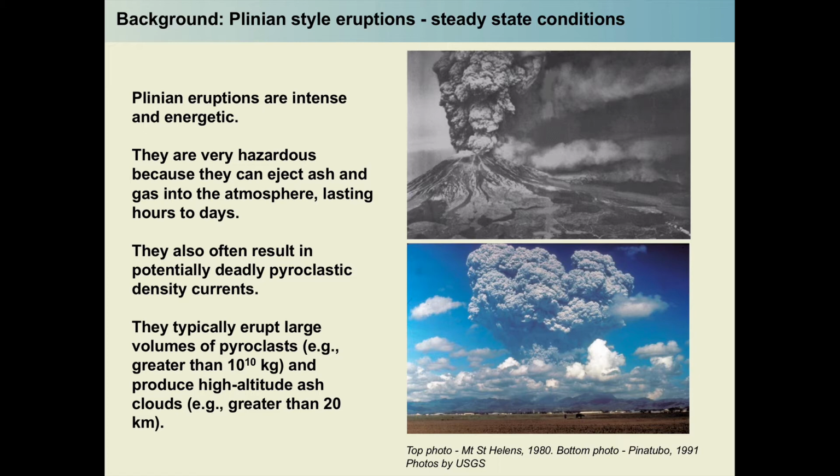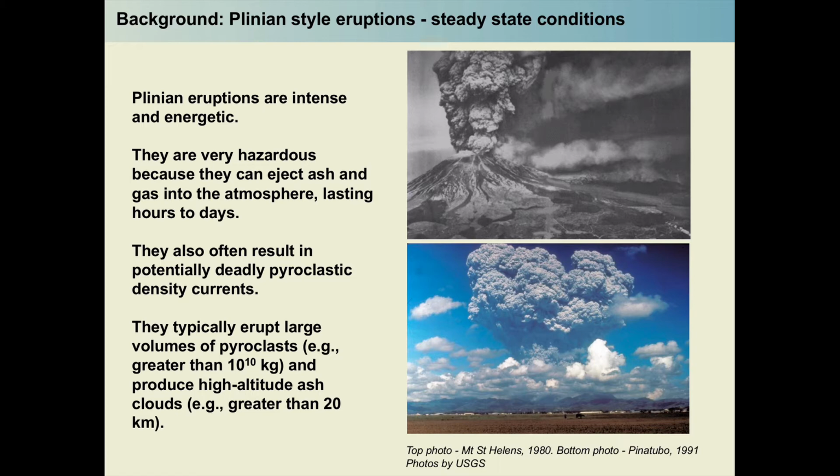So these Plinian-style eruptions are intense and energetic. They last for a long time. They're very hazardous because they can eject ash and gas into the atmosphere, and this process can last hours to days. They often result in potentially deadly pyroclastic density currents and lots of ash fall downwind. Ash clouds from Plinian eruptions can go thousands of miles or kilometers downwind and interrupt international air traffic.